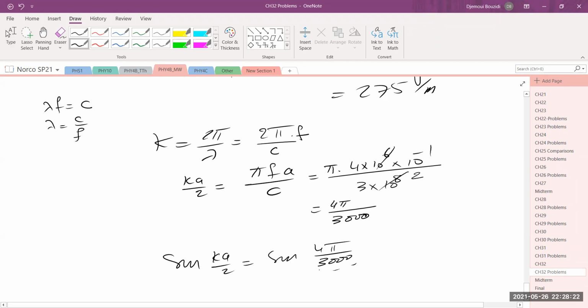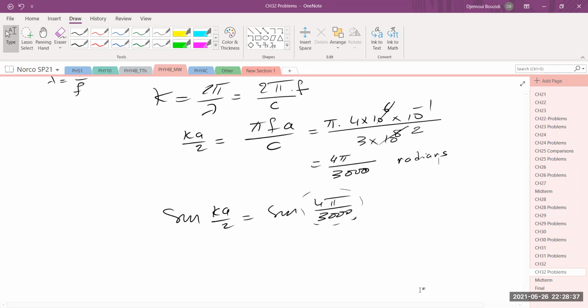Okay? This angle is so small. And it's in radians, by the way. This is in radians. So when you're calculating this thing, make sure your calculator switches to radians. Do not use degrees, okay? Because this number is actually in radians when you do it this way. Now, because this number is so tiny, 4 pi is what? Pi is 3 times 4 is 12. 12 divided by 3,000 is a very small number.